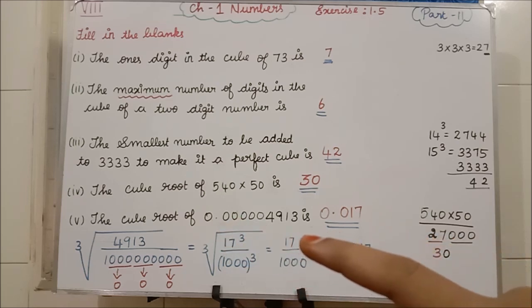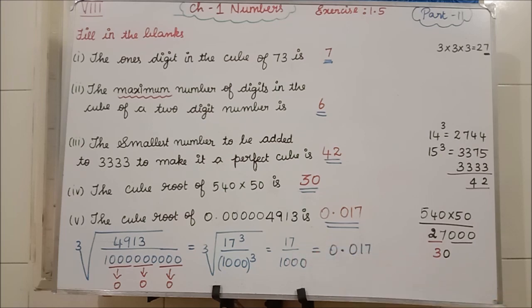I am having 9 numbers. See how I am writing: cube root means 3 into the square root. I am writing 4913 divided by, see, 1 I have written, then afterwards I am writing 90. Now, 4913 is which cube number? It means 17 cube is 4913.